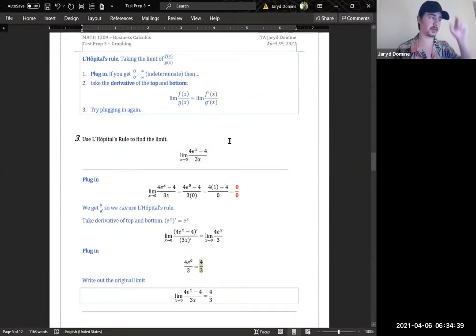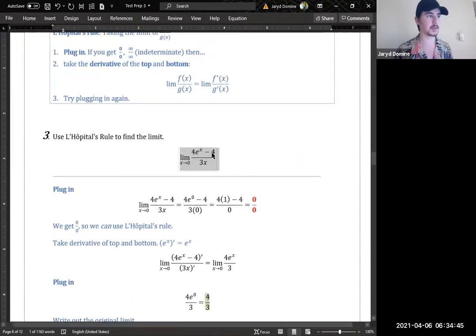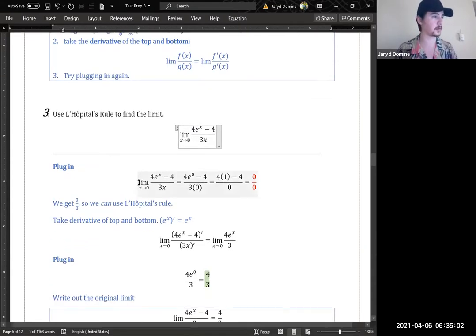Okay, so number 3, this is L'Hopital's rule. We're taking a limit. So the limit as x approaches 0 of 4e to the x minus 4 over 3x. Usually, if you remember from the first help session, we just plug in. First thing we do is we plug in x equals 0 and see what we get. So it's 4e to the 0 minus 4 over 3 times 0.